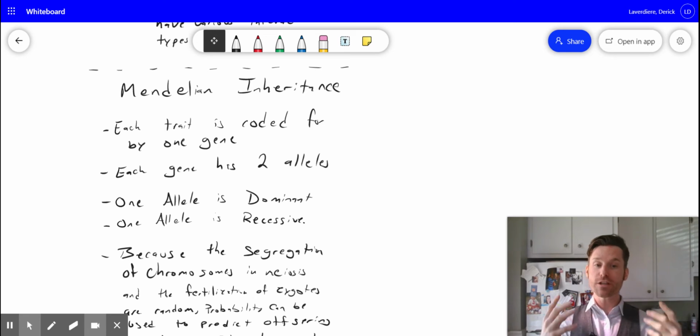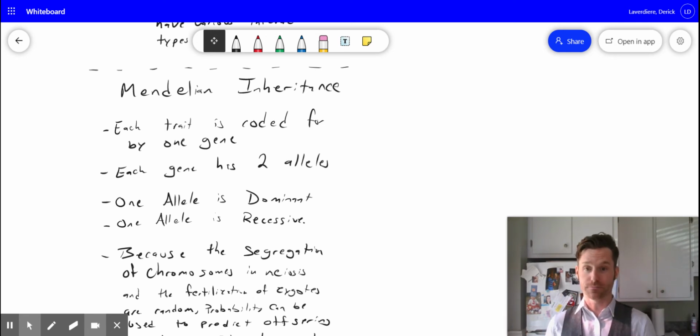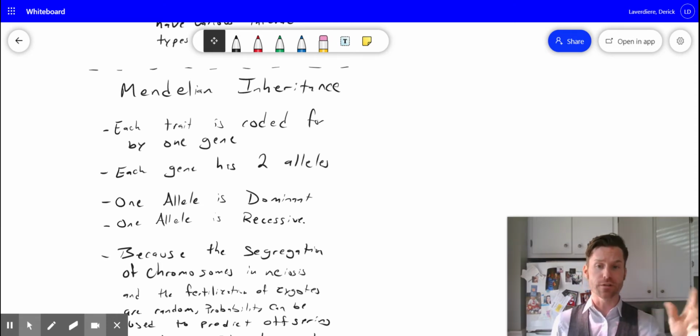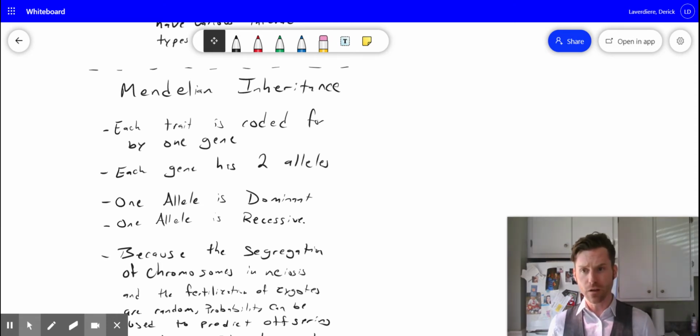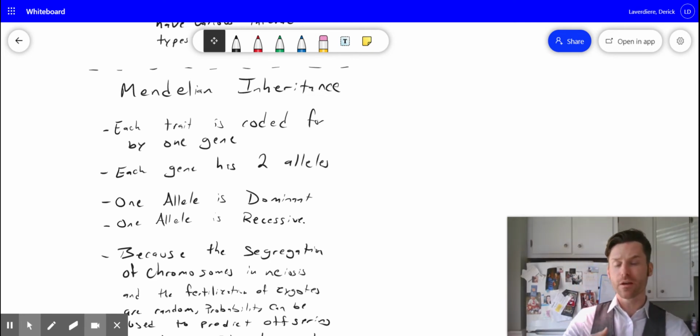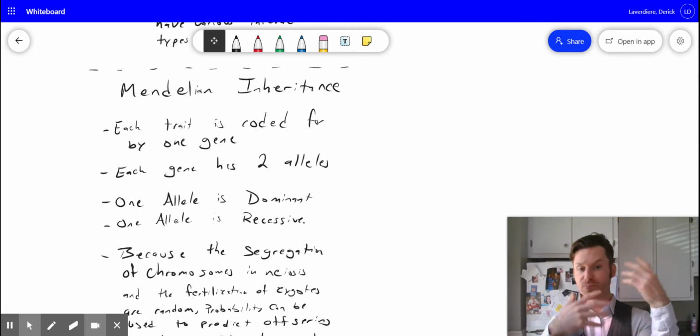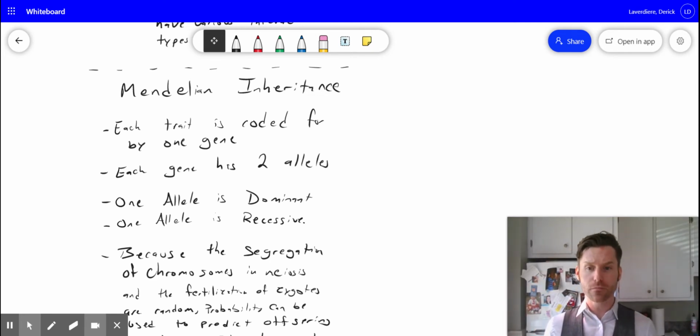For every trait, there's one gene. Each gene has two alleles, two different variations. One of those alleles is dominant, and one of those alleles is recessive. And so the dominant allele is the allele that will ultimately be expressed as an endgame when you have a heterozygote organism. So if I have an organism that has a dominant allele and a recessive allele, you'll see the dominant allele in the expression.